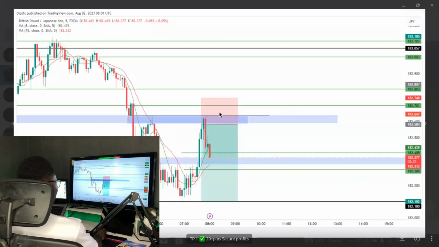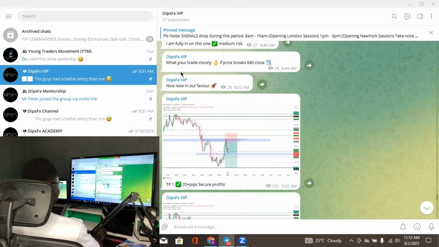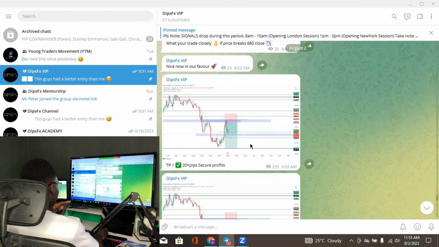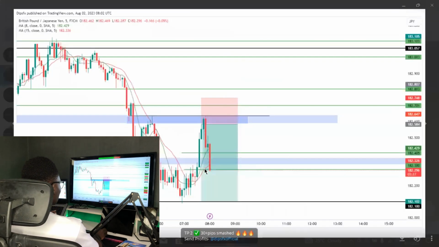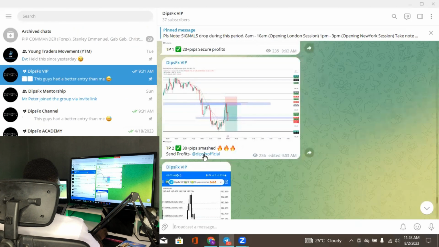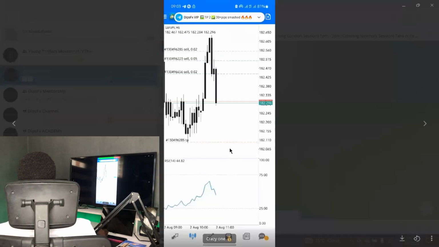So this was when, like I said, price hit our first TP. Price is in our favor, as you can see. So our second TP was right here. Price touched our second TP for 30 plus pips. And I was still holding this position, guys, as you can see.